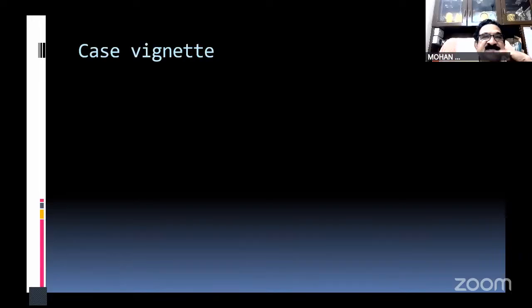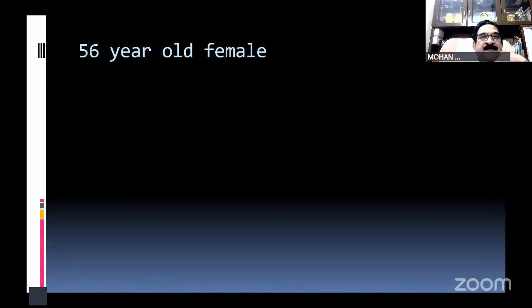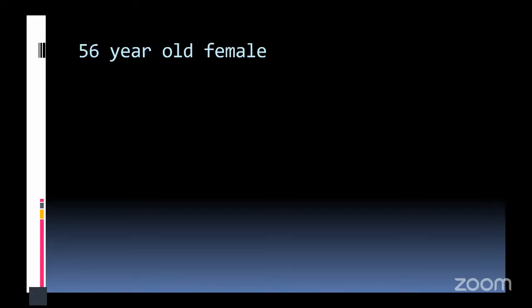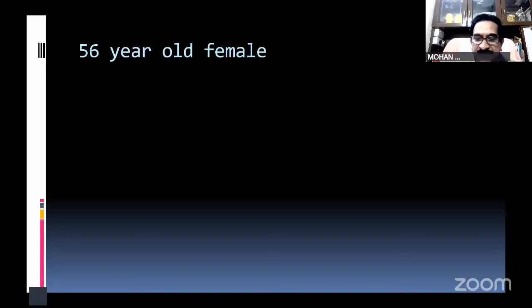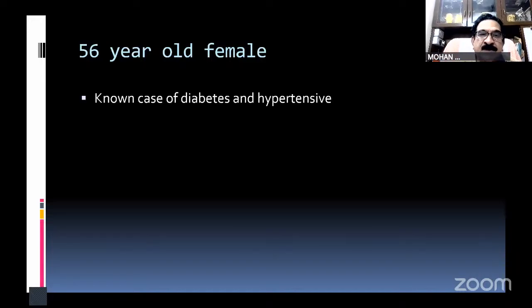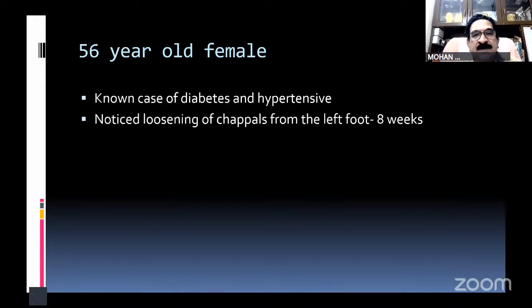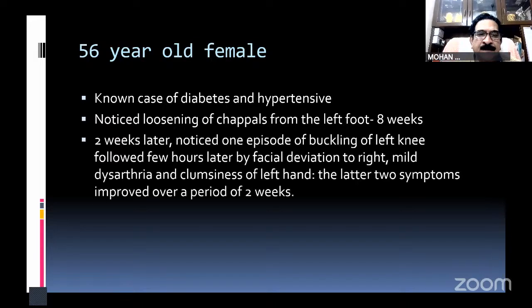Shall I go to the next case? Yes, sir. It's a 56-year-old female, a known case of diabetes and hypertension. She noticed loosening of the chappals on the left foot for the last 8 weeks. This is a long case.